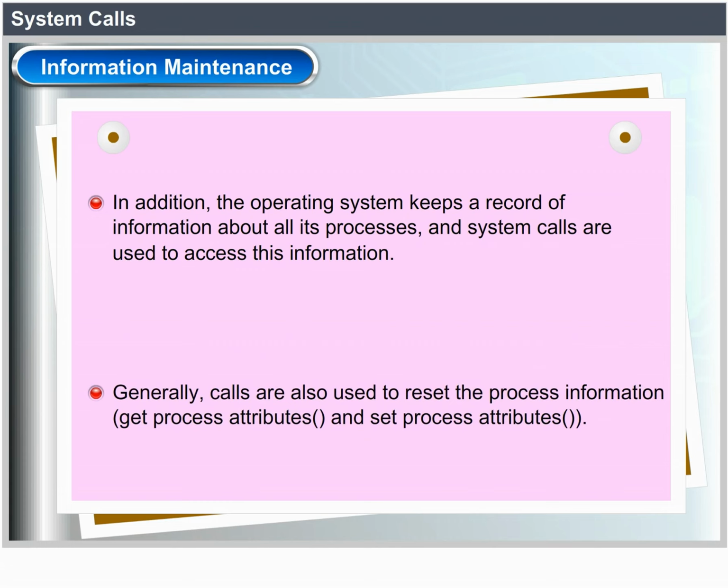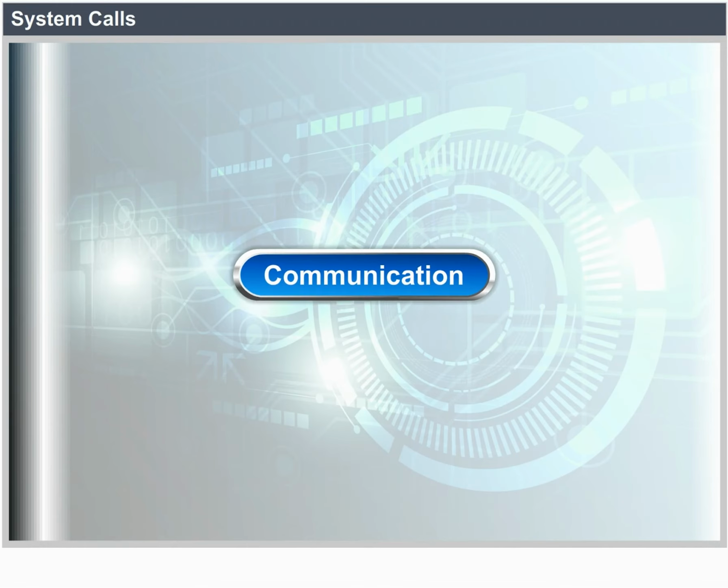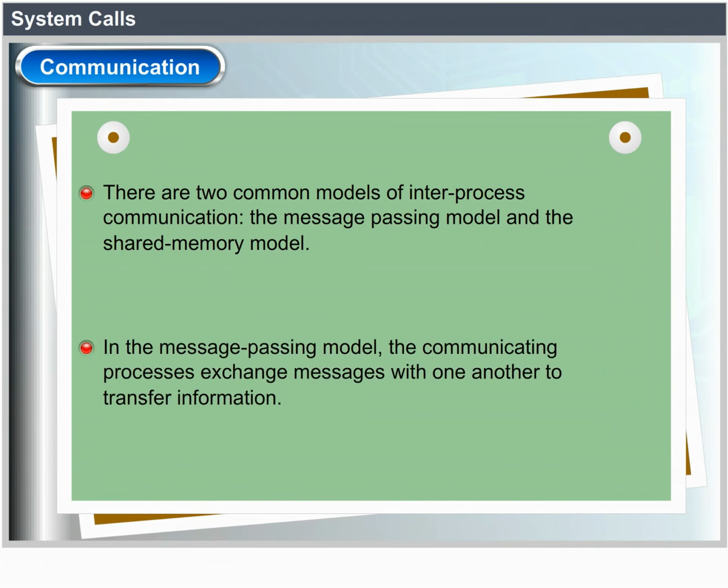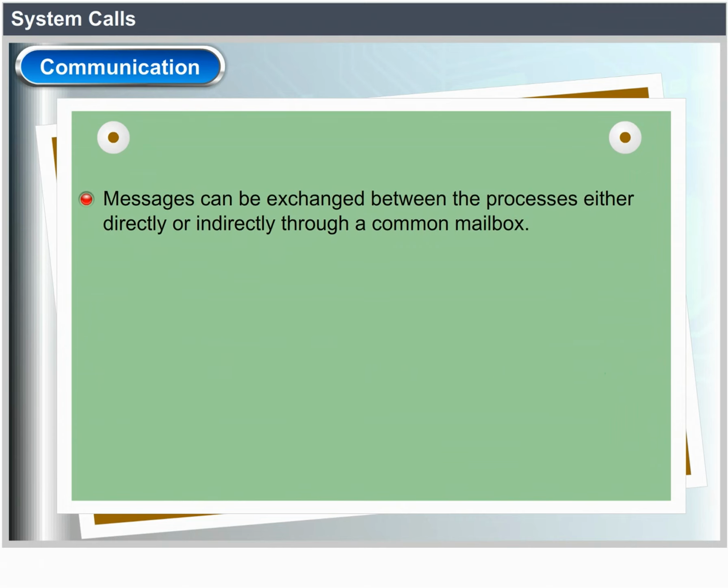Communication. There are two common models of interprocess communication: the message passing model and the shared memory model. In the message passing model, the communicating processes exchange messages with one another to transfer information. Messages can be exchanged between the processes either directly or indirectly through a common mailbox.